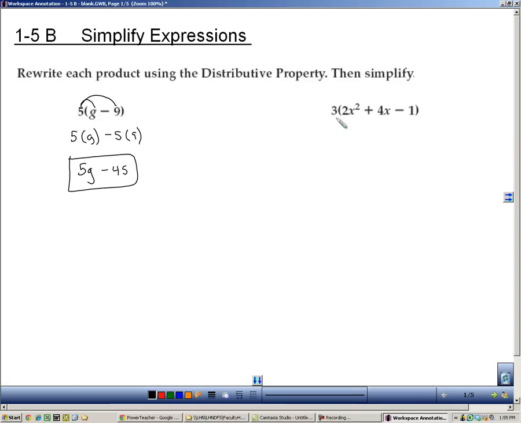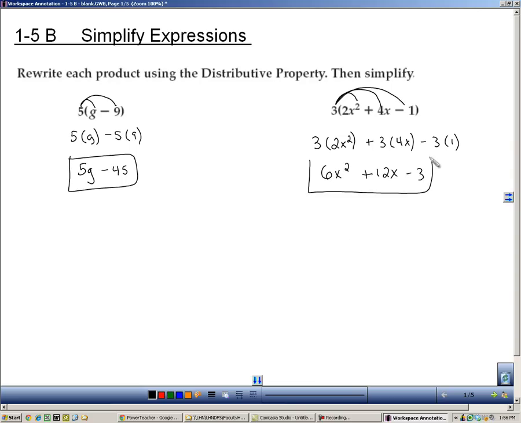Also over here you see a 3 that's being multiplied by a polynomial. We have to multiply the 3 times each term. So in this case we'll distribute 3 times 2x squared plus 3 times 4x, and then minus 3 times 1: 6x squared plus 12x minus 3. So that's a little review on the distributive property.